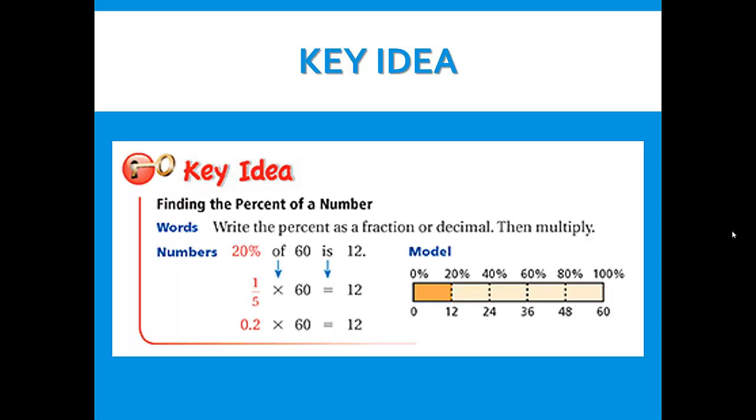So for example, if we're doing 20% of 60 is 12, we can write 20% as a fraction, which would be 1/5. So we could do 1/5 times 60 equals 12. Or we could write 20% as a decimal. 20% as a decimal would be 0.2 or 2/10. So we could do 2/10 times 60 equals 12.